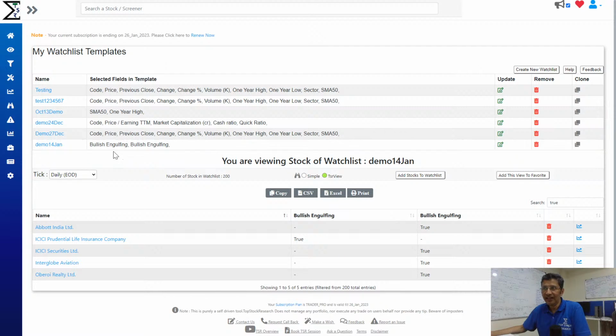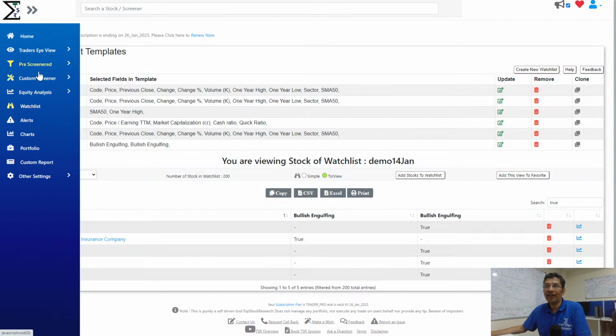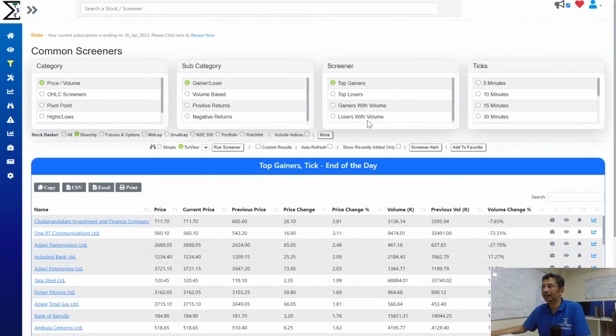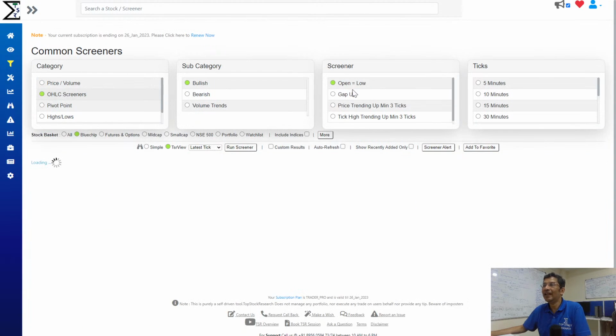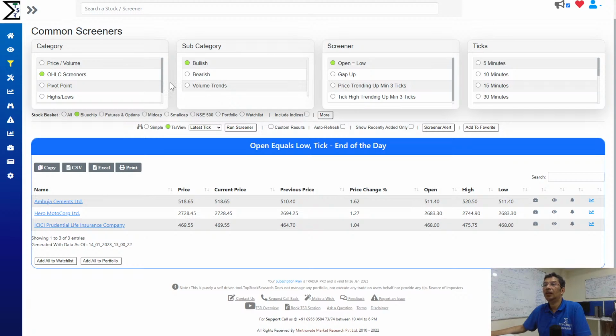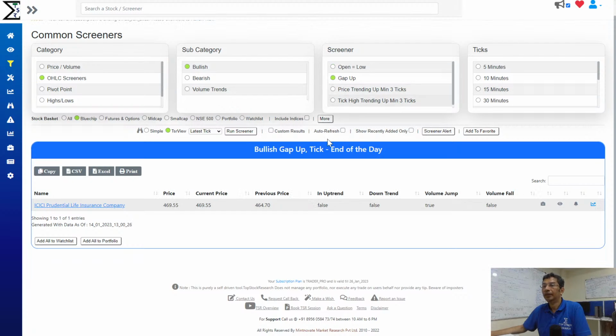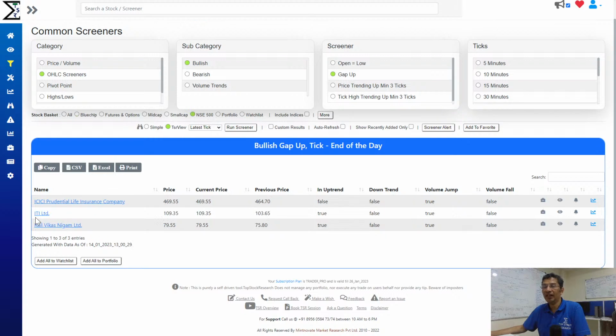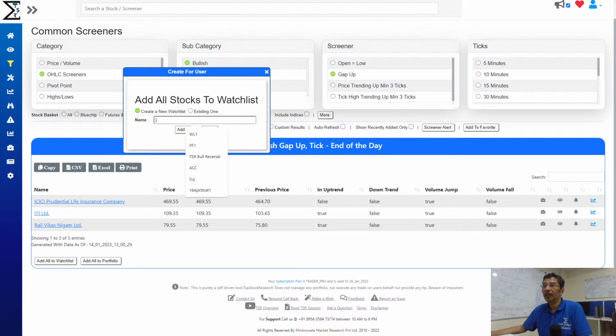The example which I mentioned a while back, right, is basically once you create these things, once you have a screener, for example, gap up screener, right. So this is a gap up on NSE 500. These three stocks are coming. What you can do is create a template directly from here, gap up 13th Jan, that was the business day. EOD, right? You can add all the stocks.